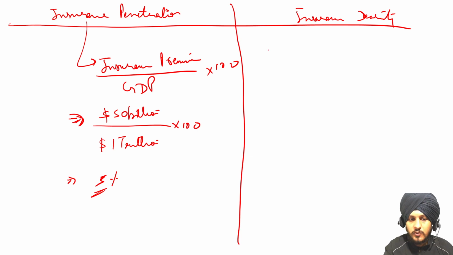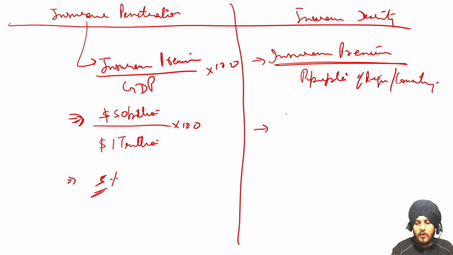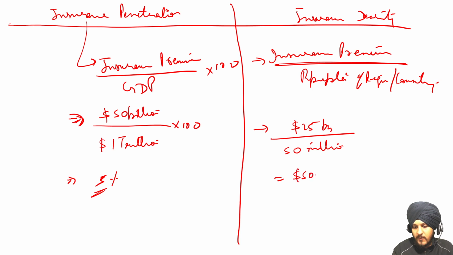The second is regarding the insurance density. So insurance density is nothing but the insurance premium with respect to a certain population or a sample population of a region or a country. So for example, let's say the insurance premium of a country is $25 billion, and let's say the population of that country is 50 million. Then what is going to be the insurance density? The insurance density is going to be 500 per capita.